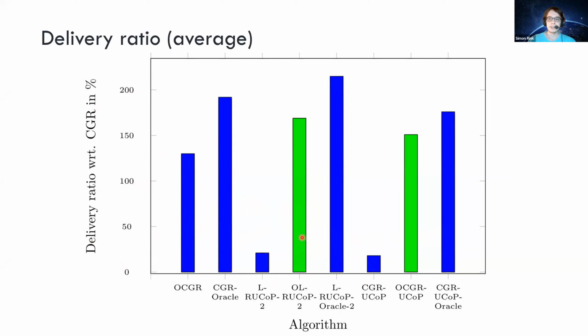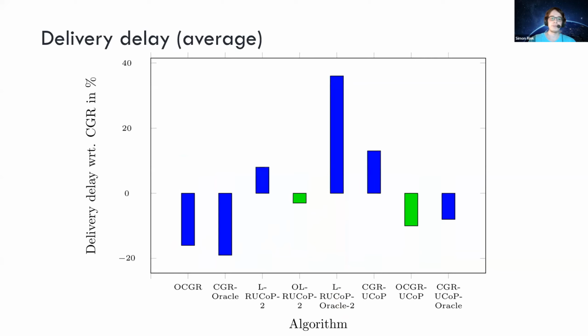But the happy news is that our new algorithm actually performed in our evaluations much better than the original LRUCOP algorithm and also better than the existing OCGR algorithm, but not much worse than Oracle versions of LRUCOP, where Oracle in this sense means that it is an upper bound algorithm which already knows all opportunistic contacts beforehand, so it is not a realistic approach.